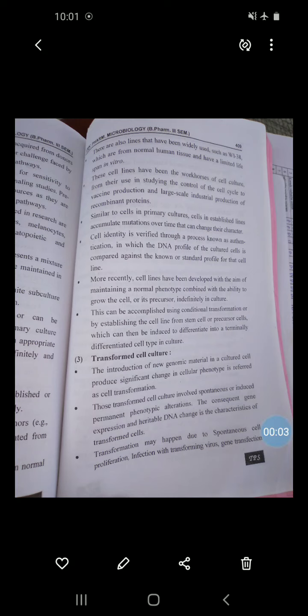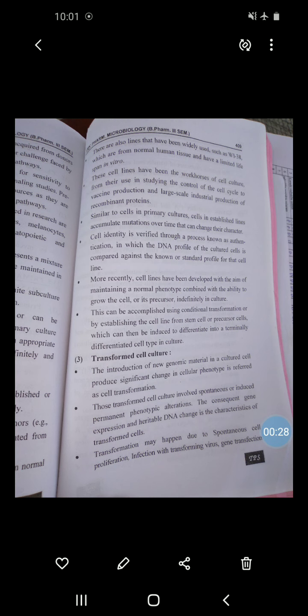In the last lecture, I discussed primary cell culture, primary and established cell culture. Today, we will continue the same topic, that is transformed cell culture. The introduction of new genomic material in a cultured cell, which produces a significant change in cellular phenotype, is referred to as cell transformation.